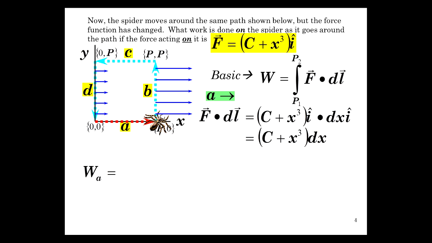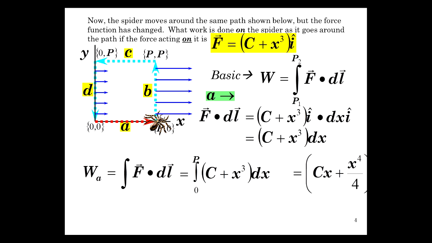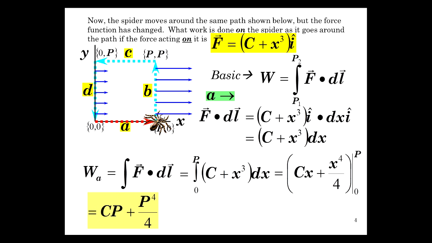So the work along that path: let's integrate F dot dl along that path, from 0 to p, the value of the force, which is c plus x cubed, dl becomes dx, and of course this is a function of x. Therefore, we get cx plus x to the fourth over 4 from 0 to p. Sticking p in there gives us cp plus p to the fourth over 4. Sticking 0 in for x gives us nothing. So that's the value of work along path A.